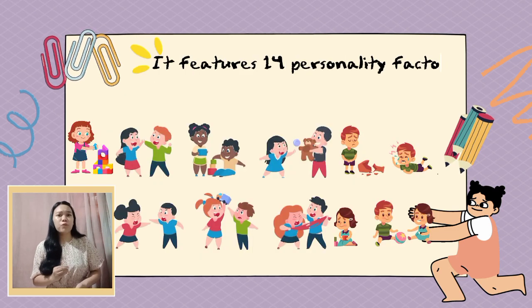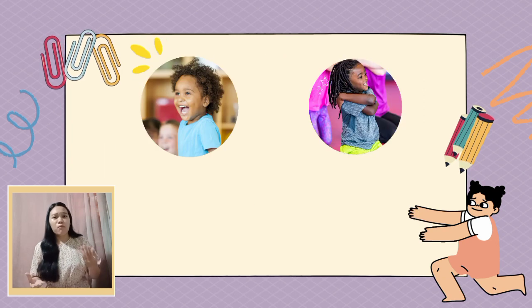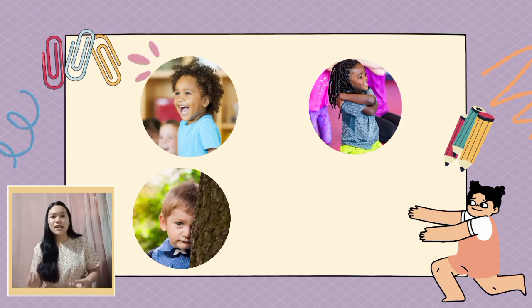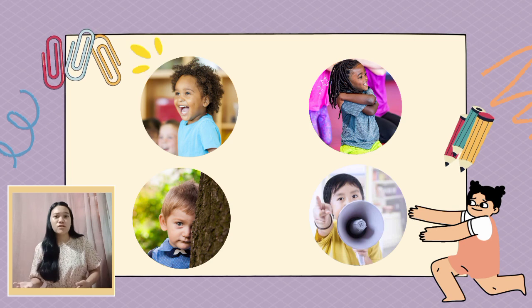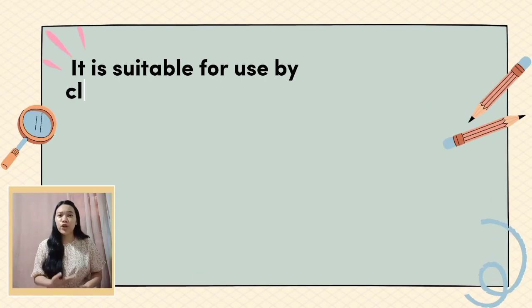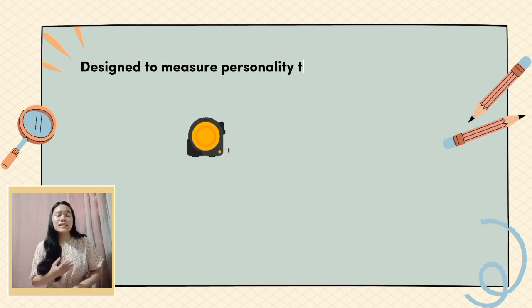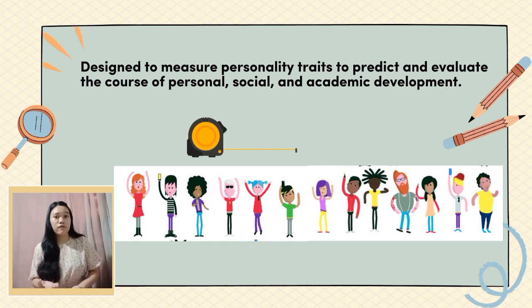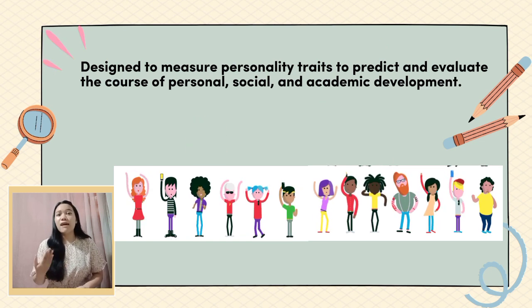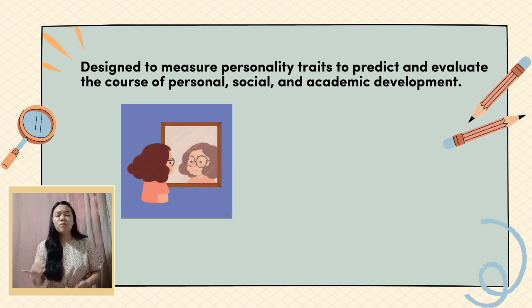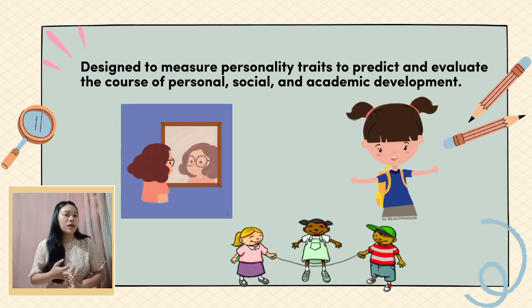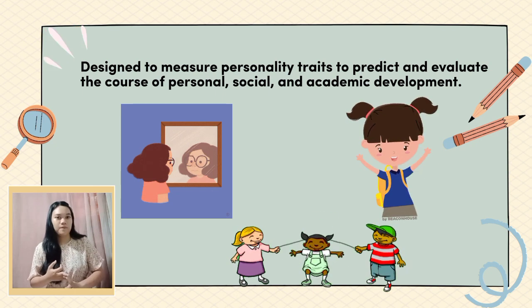it features 14 personality factors for determining whether a child is outgoing, emotionally stable, shy, assertive, and so forth. So it is suitable for use by clinicians diagnosing and treating emotional and conduct disorders. It is designed to measure personality traits, of course, and to predict and evaluate the course of personal, social, and academic development of a child.